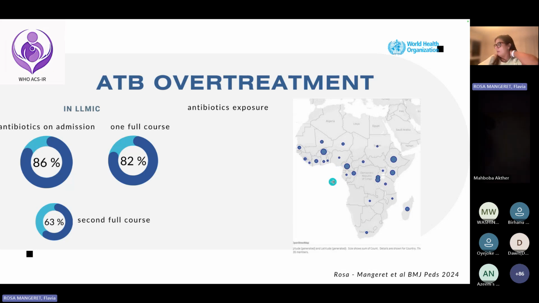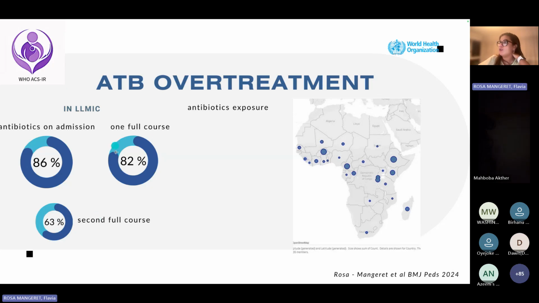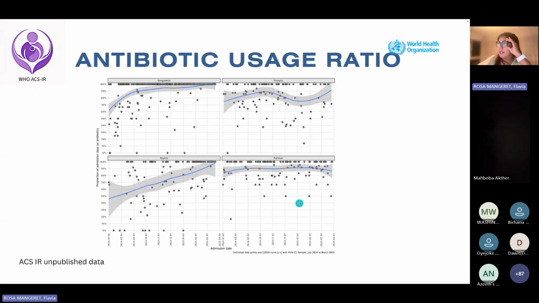So this is a survey we did in sub-Saharan Africa in different countries, and it was reported by health professionals. Use of antibiotics on admission was about 86% for any newborn, with a high likelihood of 63% for a second full course. And 82% of these babies that start antibiotics would receive at least one full course. When you look at our data, we see SIR data from these 4 countries. I'm not going through details, but basically this is just to show the antibiotic usage during the hospital admission over time.